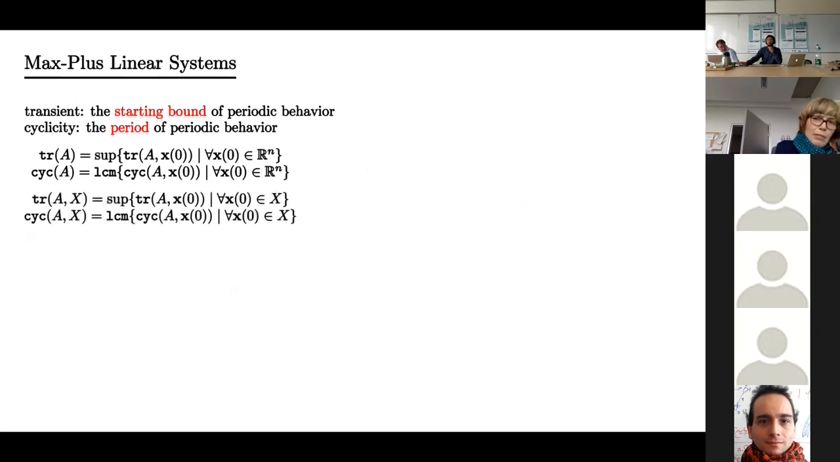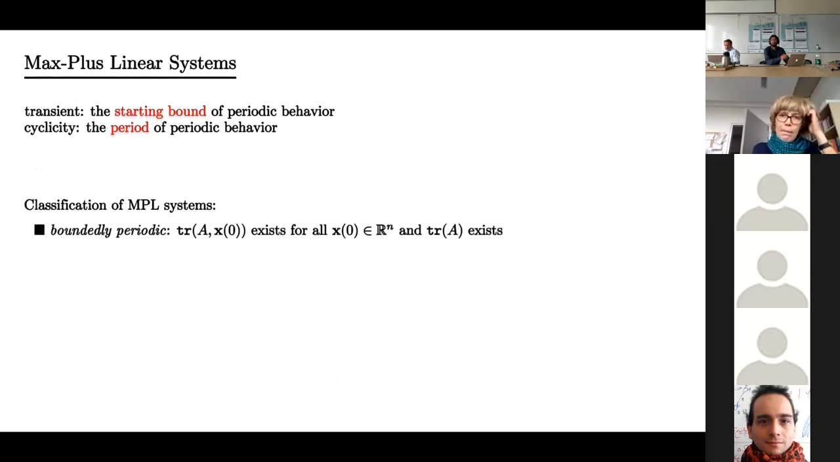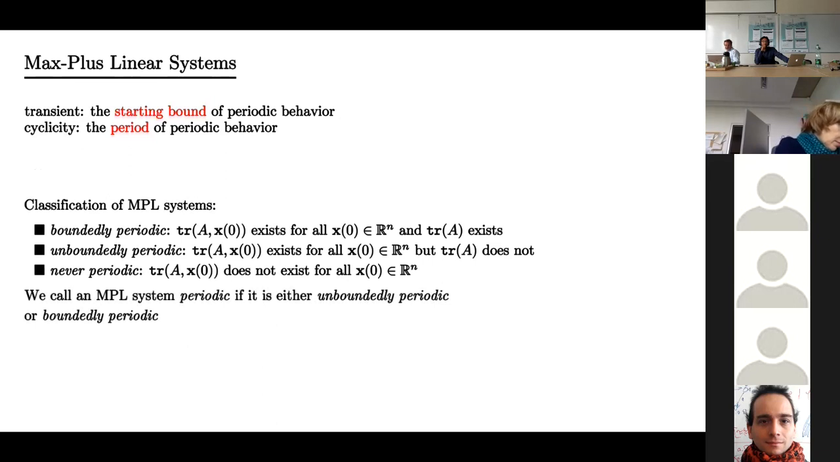We can define similar notions for the transient and cyclicity with respect to a set of initial vectors x. From the periodic behavior, we can classify MPL systems into 3 categories. Boundedly periodic if the local transient exists for any initial vector and the global transient also exists. Unboundedly periodic if the local transient exists but the global one doesn't, and never periodic if the local transient doesn't exist for all initial vectors. We call an MPL system periodic if it is either unboundedly periodic or boundedly periodic.